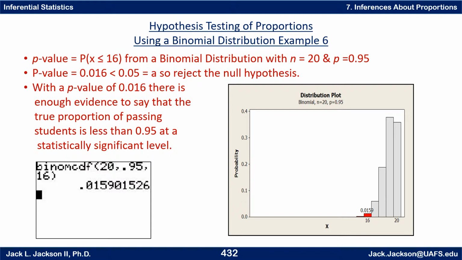And we use a binomial CDF to do that, and we get a p-value of 0.0159, or approximately 0.016. That's less than 0.05, which is alpha. So we reject the null hypothesis. So we would say that with a p-value of 0.016, there is enough evidence to say that the true proportion of passing students is less than 0.95 at the statistically significant level. So that gives you some examples of testing a hypothesis using a binomial distribution.